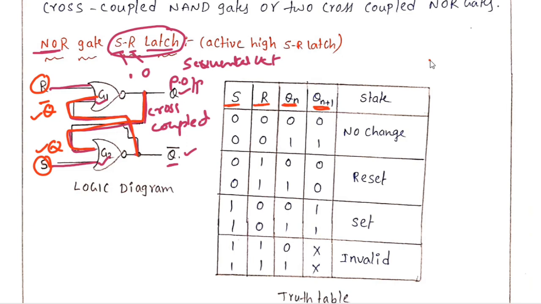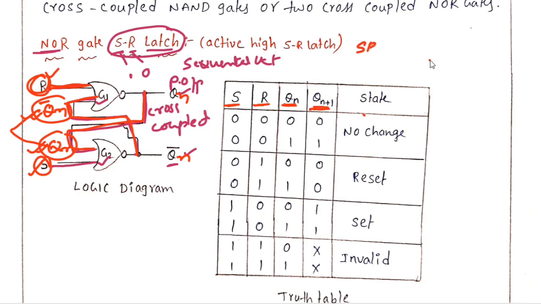So S is an input, R is an input, and I am writing Qn and Qn bar; these two are the past outputs. R and S are the present inputs, and Qn and Qn bar are called the past outputs. One input of each of G1 and G2 is the past output. Only then will you get the next state, Qn plus 1.